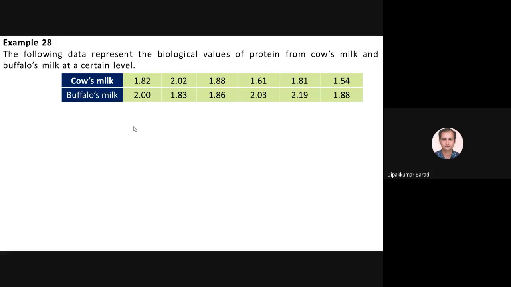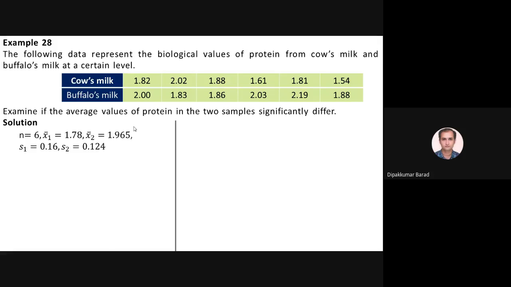So let us see. Examine if the average value of protein in two samples significantly differ. Solution: here n is equal to 6, x1 bar is equal to 1.78, x2 bar is equal to 1.965, s1 is equal to 0.16, and s2 is also to be found. So we have to calculate x1 bar, the mean of these values: sum of all these divided by 6, and similarly x2 bar. Once you get x1 bar and x2 bar, you can also find the standard deviations, as you know all the formulas. So you can find S1 and S2. You have to calculate these values first of all.